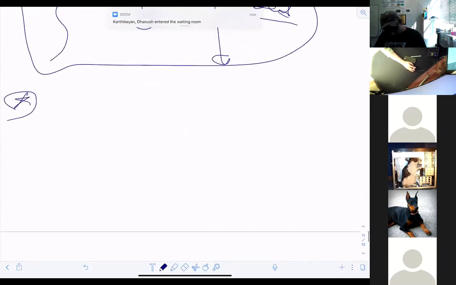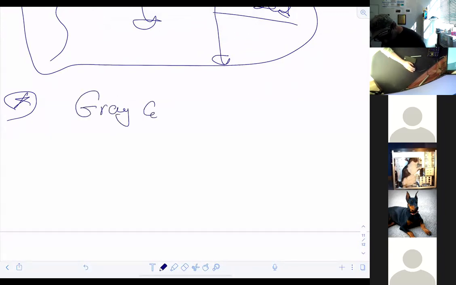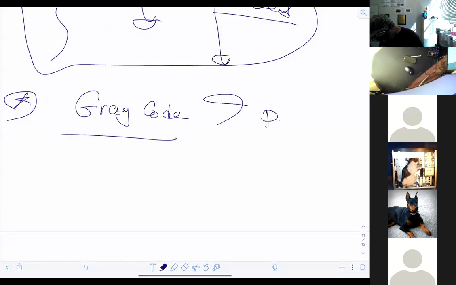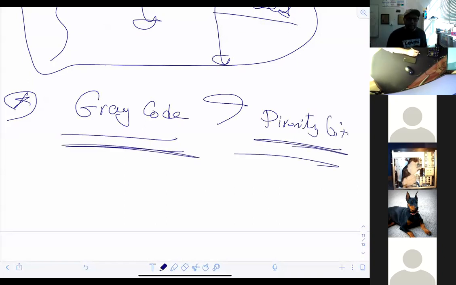Okay. Now, there are 2 things I'd like to give you, but it depends on the time because I'd like to finish the chapter, but I don't think I will finish it today. Anyway, there is something called Gray code, and there is something called priority bit. Gray code, priority bit. So the Gray code has a story. I will just talk about it and then I will repeat it next time.